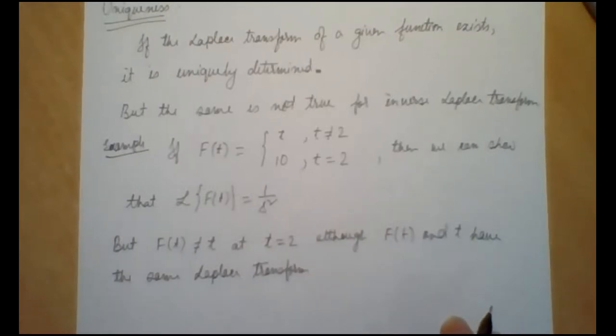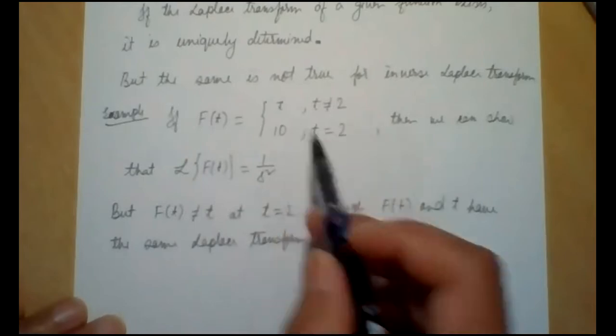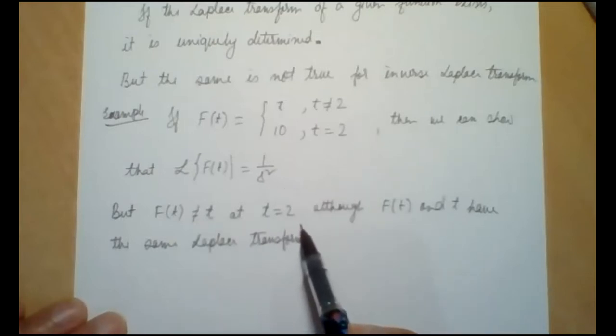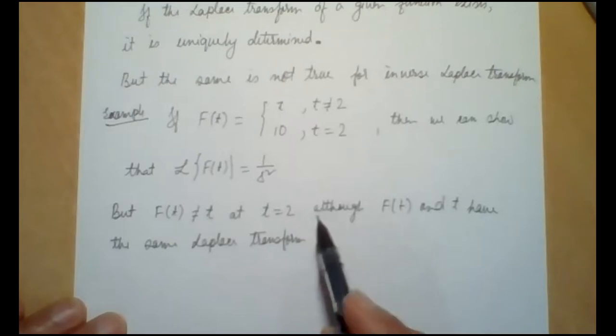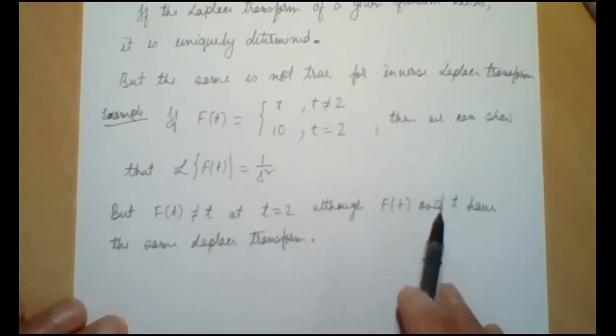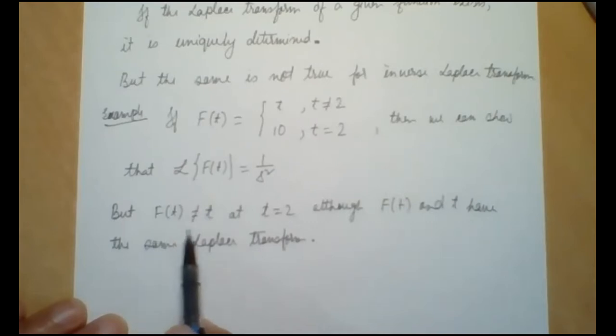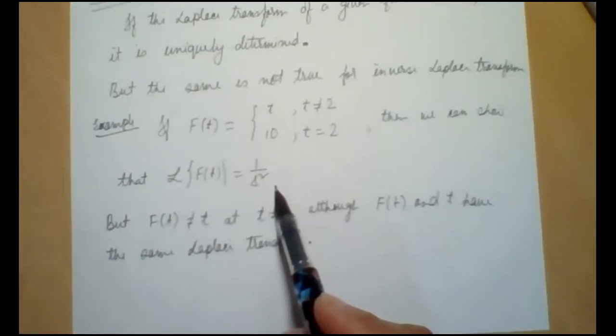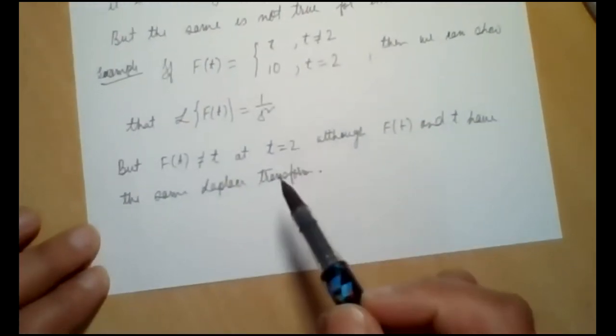Okay. Here it means that this function f of t and t have the same transform 1 by s square, but they are not the same. So we have found two functions, f of t and t. They have the same Laplace transform, but the two functions are not equal. So that means the inverse Laplace transform of 1 by s square is not unique.